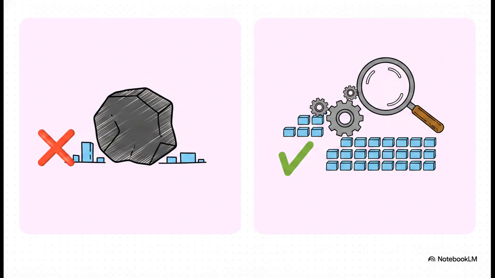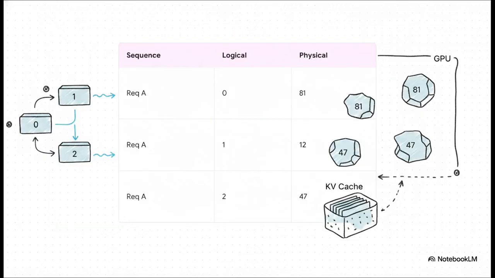So, instead of reserving a giant, contiguous block up front, a mechanism called paged attention manages KV cache exactly like a computer's operating system manages RAM, using virtual memory paging. It chops the cache down into small, fixed-size blocks or pages that typically hold about 16 tokens each. Think about the core mechanism here, the block table.